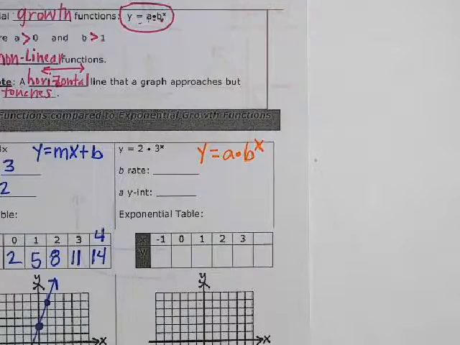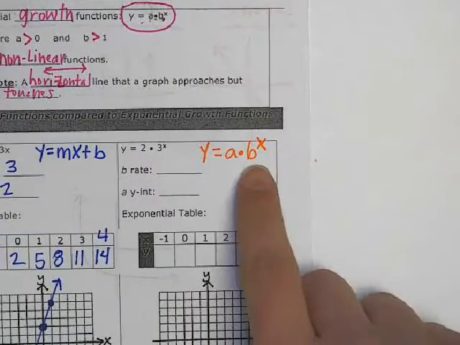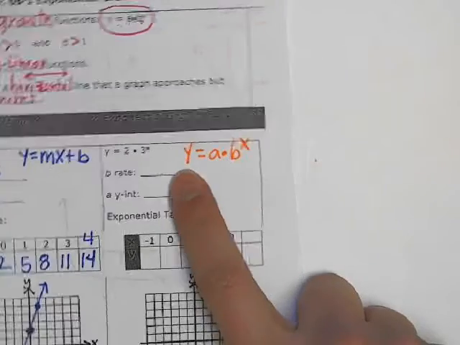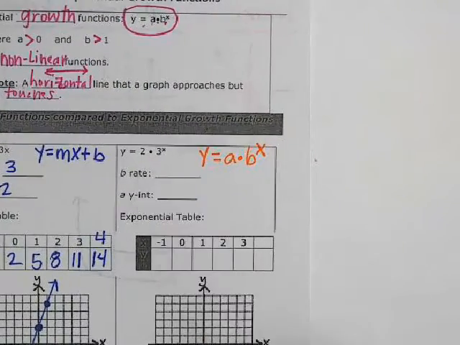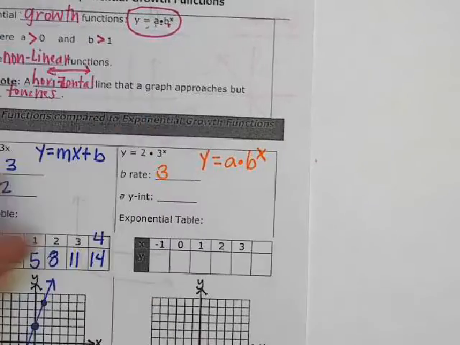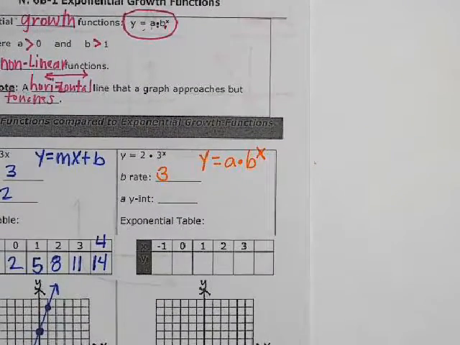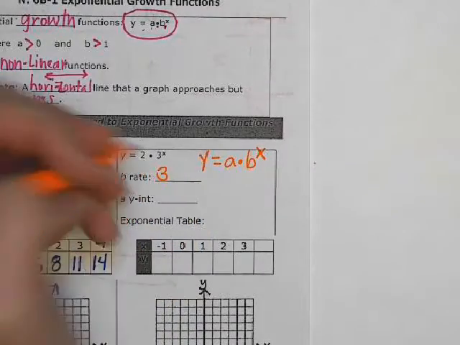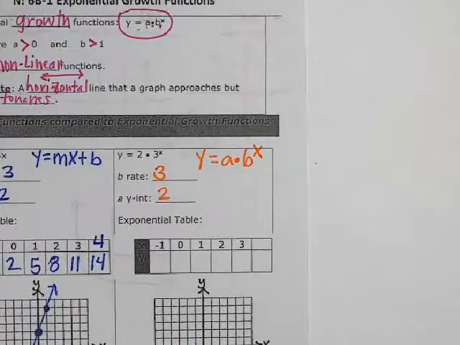All right, my rate, b. Look right here. Notice that b is with the exponent, right? So what number over here is with the exponent? 3. So that's my rate. A is what? The number without the exponent. So that is 2. What does A stand for?